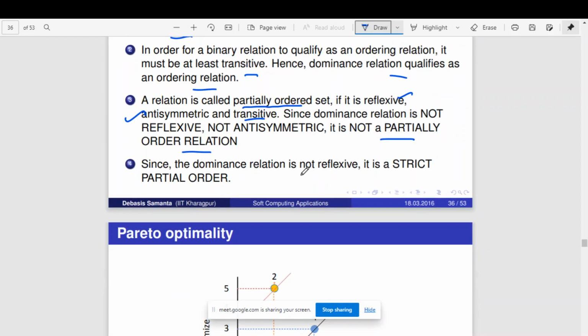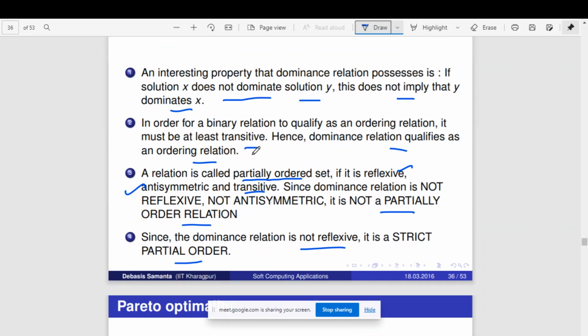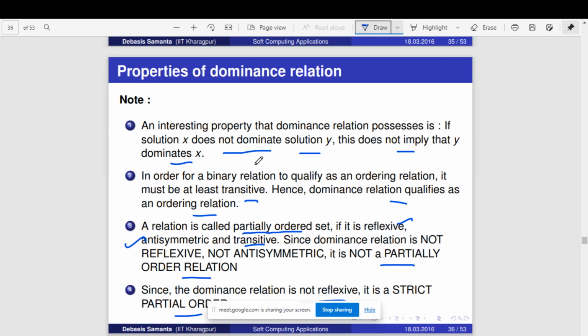Since the domination relation is not reflexive, it is a strict partial order. Okay, it is called a strict partial order. So these are some of the terminologies you should just remember.